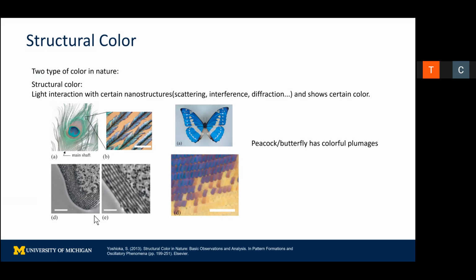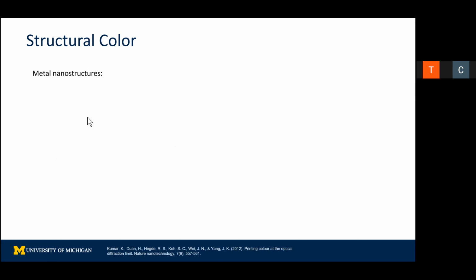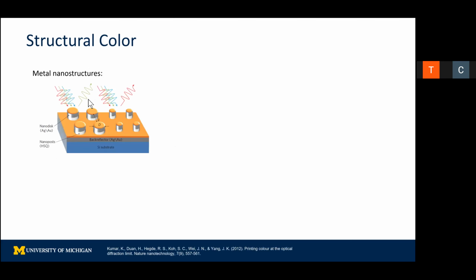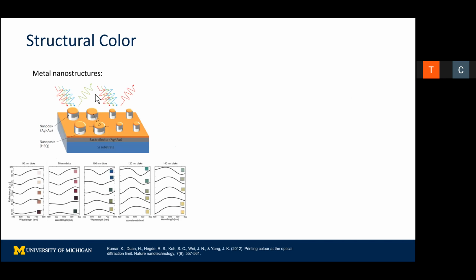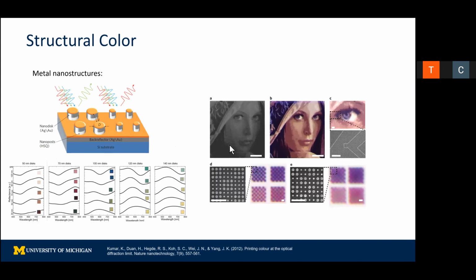The thing is, if you notice this, you can also make nanostructures that behave in this way, and then we can get the color we want. We can use metal, building up nanorods, and by changing the diameter or the gap between each nanorod, we'll be able to see different colors as shown here. Those are just some examples of the images.